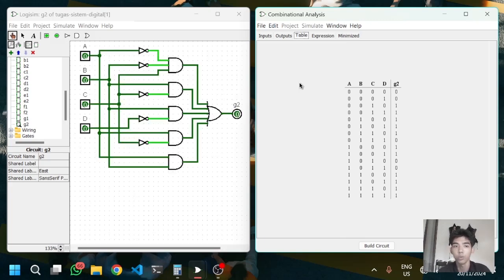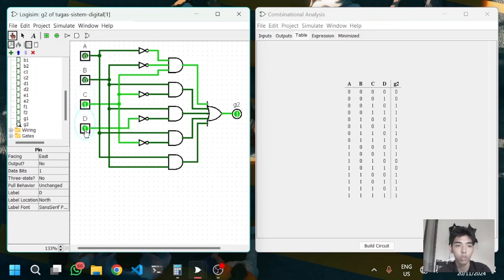Okay, this is G2, the last one. Let's check from 0 to 15. This is the truth table on the right. So 1, 2, 3, 4, 5, 6, 7, 8. You can see here 8 is 1 and 9 should also be 1. Yep, okay. 10, 11, 12, 13, 14 and 15. Yeah, 15 is always 1. So this circuit of G2 is correct.